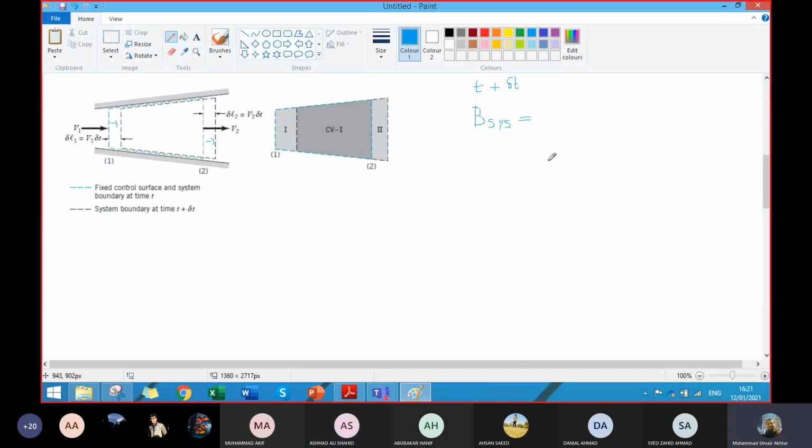Just a simple property. Like we have just written, at t zero, B system is equal to B control volume. So at t plus delta t, what will it be? Integral rho b. There is no need for the integral this time. You will just tell me what has happened. If I want to equate the mass of the system to the control volume, what will it be?